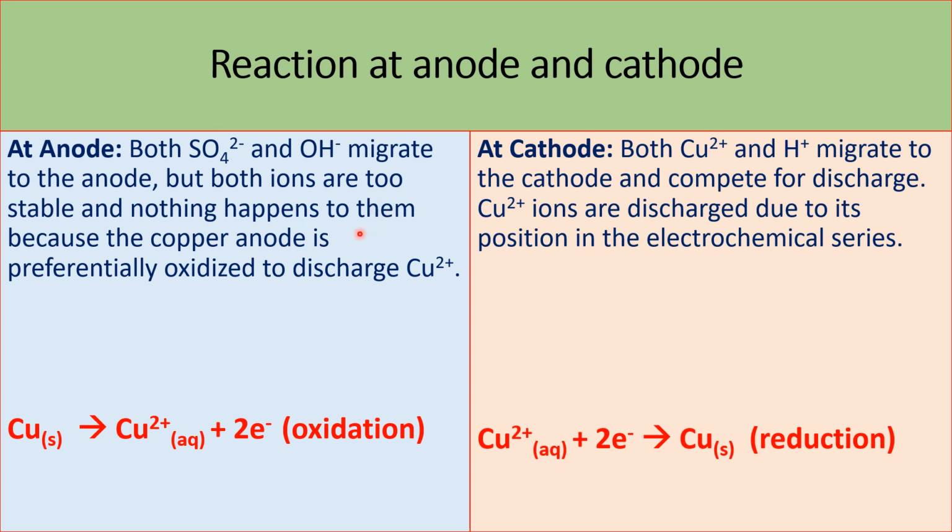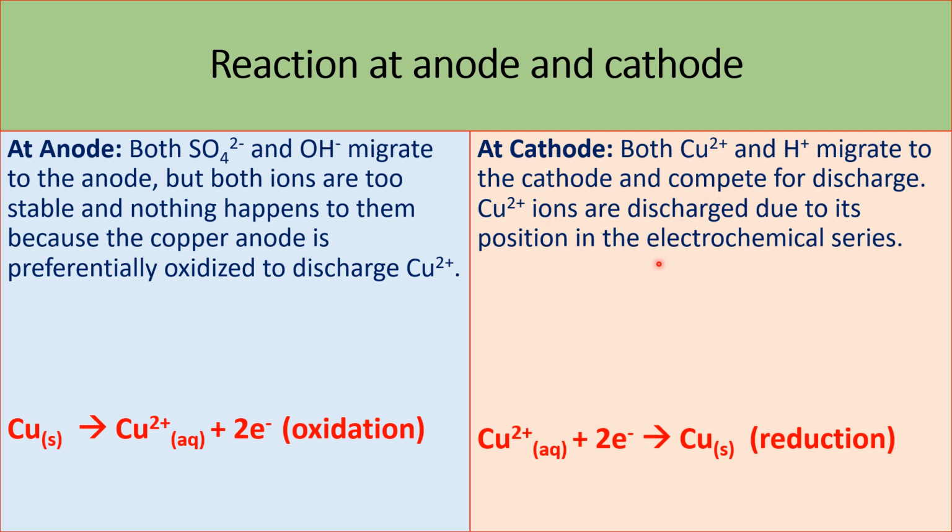Copper anode dissolves in this particular electrolysis, and because it dissolves, it is oxidized to discharge copper 2 ion. Both SO42- and OH- become too stable. None of them is discharged, but instead copper is oxidized to copper 2 ion. Copper anode dissolves, and when it dissolves, it is oxidized to form copper 2 ion. Loss of electron is oxidation, so it is oxidized to form copper 2 ion.